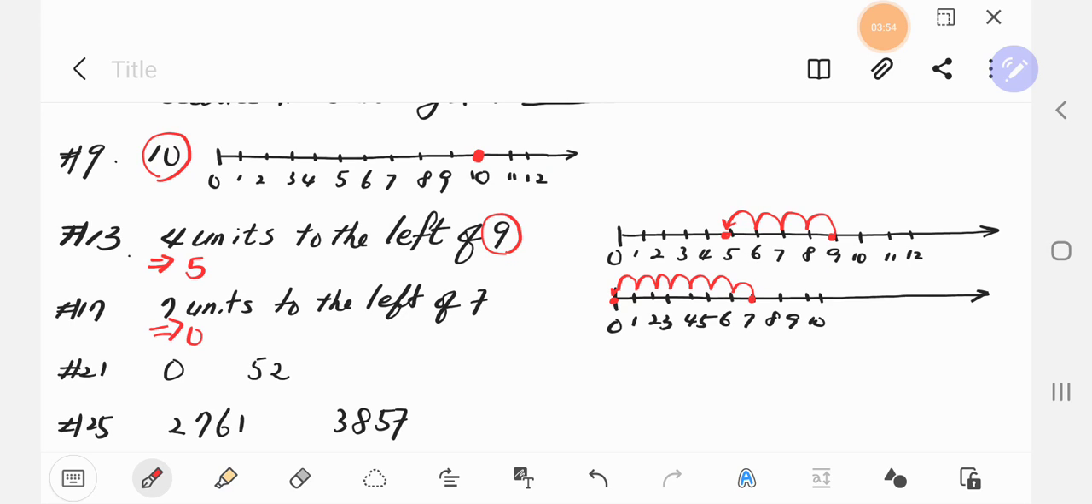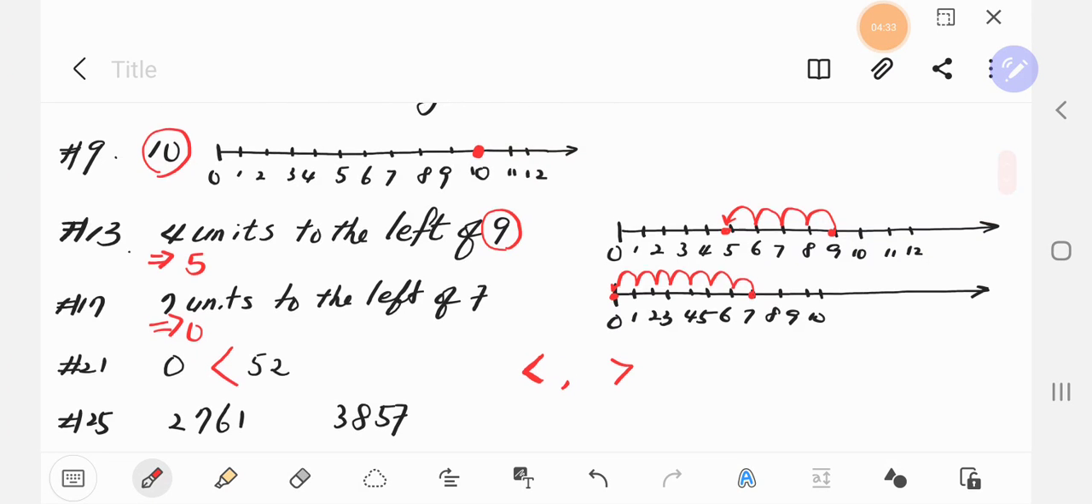Okay, how about number 21? Put the right inequality symbol. The inequality symbol is either this one or this one, and it always opens towards the larger number. So 0 and 52. 52 is larger than 0 because on the number line, the number on the right is always greater than the numbers on the left. So 52 is larger, so put your mouth towards 52. Okay, next one.